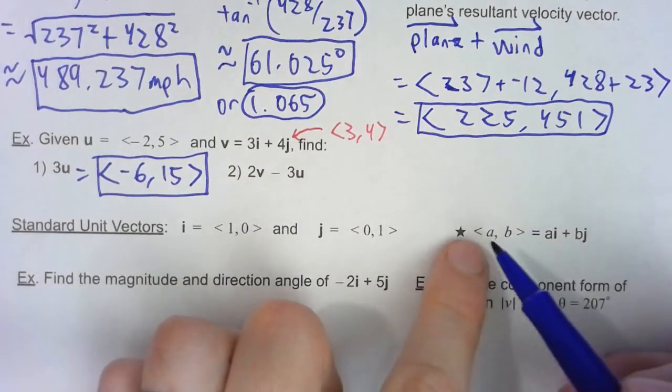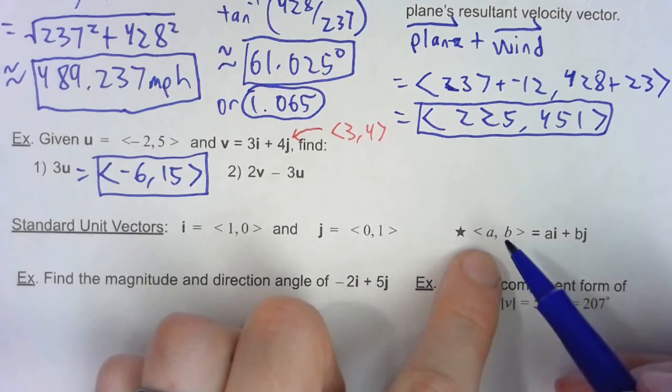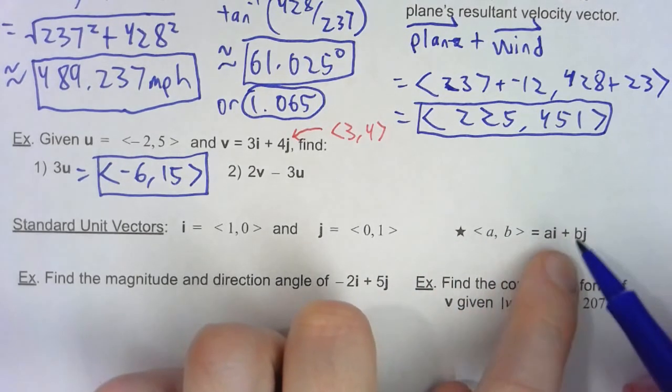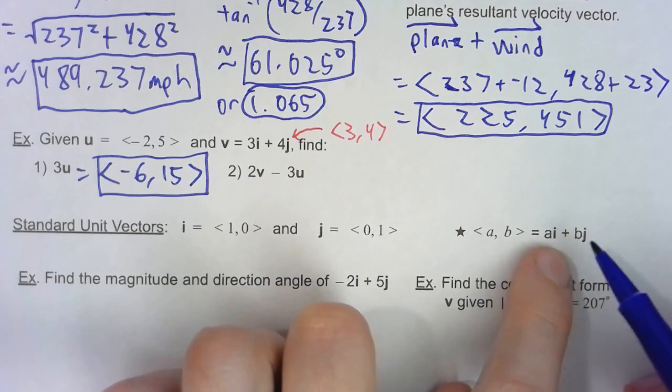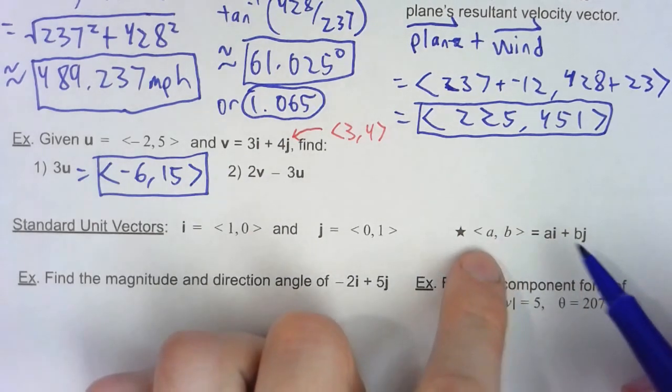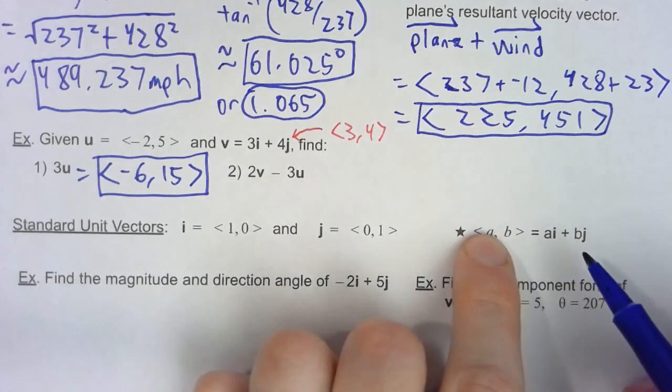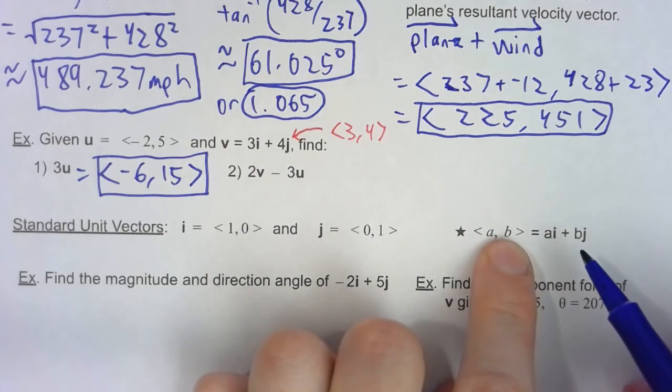And so any vector can be written either in what's called component form or as what's called a linear combination of the standard unit vectors, the i's and the j's. But just don't get freaked out. What's next to the i is the x, what's next to the j is the y.